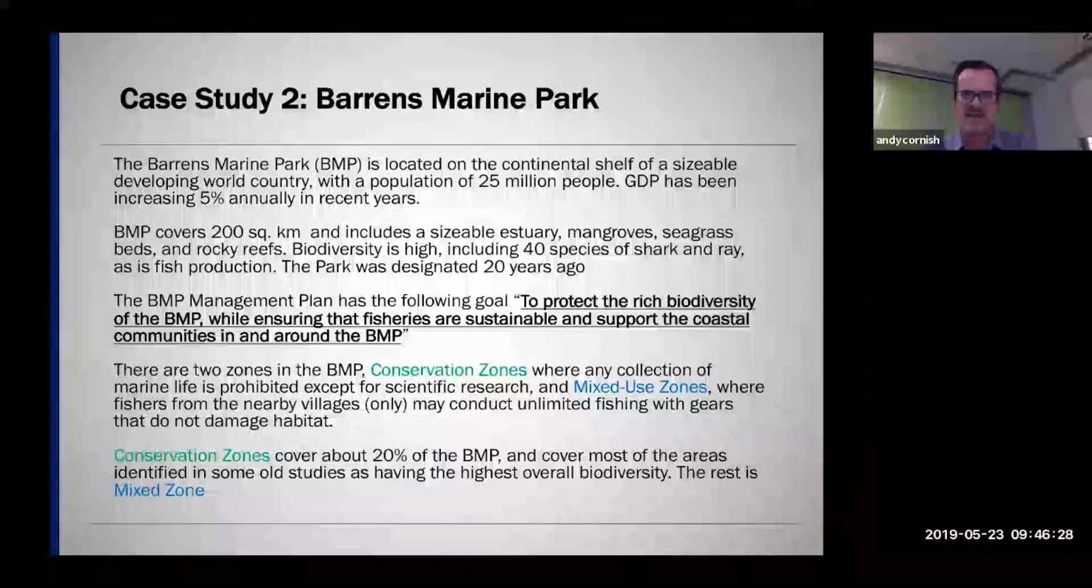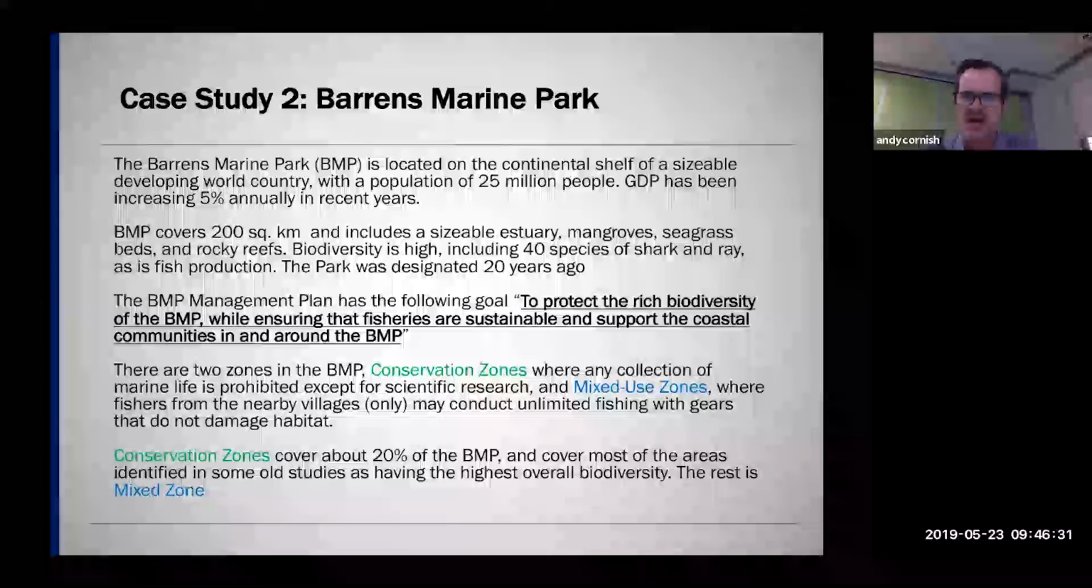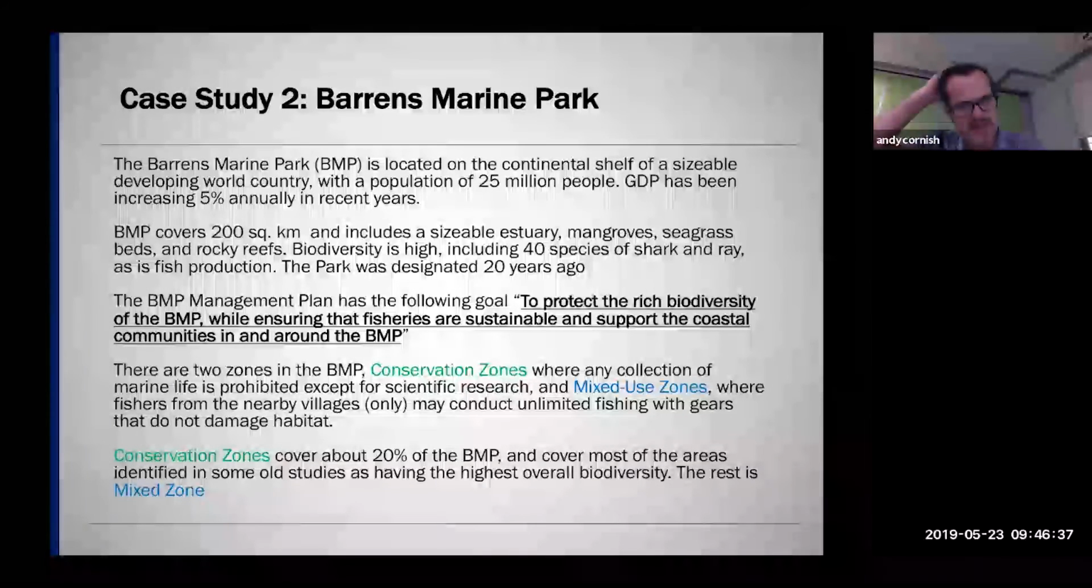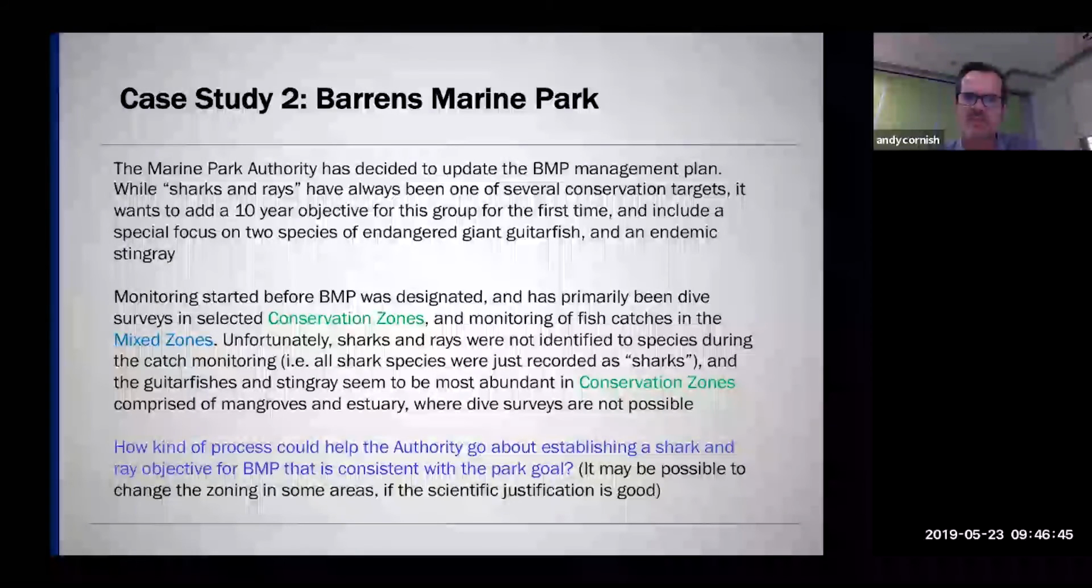Conservation zones were designated at the start of when the MPA was first designated, and they're just areas that had the highest overall biodiversity. They cover about 20%, the rest is mixed. In this particular case, the Marine Park Authority decided to update the management plan. They want to add a shark-specific objective and focus on a few particular species, which are mentioned here. And basically, we want to know what kind of process could the authority go through to establish a shark and ray objective that is consistent with the park goal.